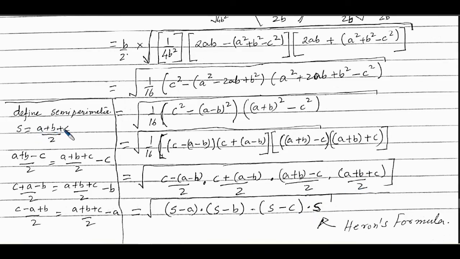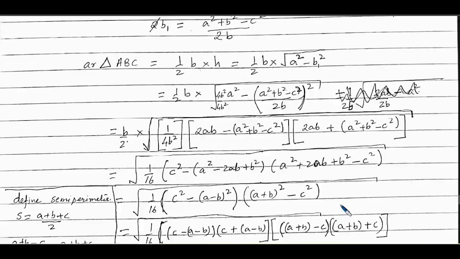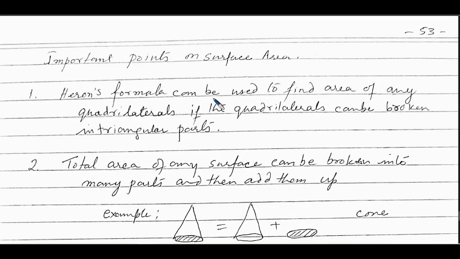This a plus b plus c is a perimeter, but divided by 2 it is a half, so it's called the semi-perimeter. This is the well-known Heron's formula. It requires only the length of each side, but doesn't require the altitude of a triangle. So important points on surface area. Heron's formula can be used to find the area of any quadrilateral if the quadrilateral can be broken into triangular parts. So very easy, if you know all the sides, I don't have to measure the altitude.